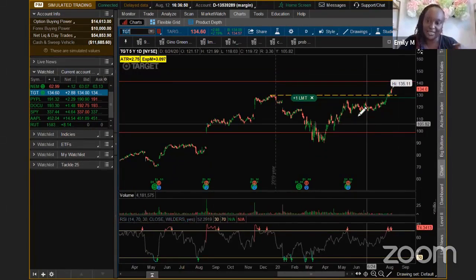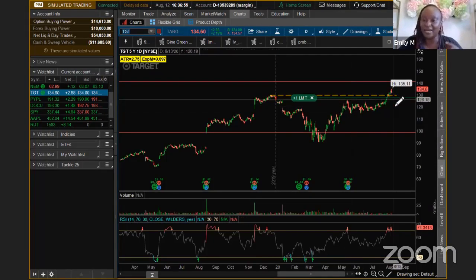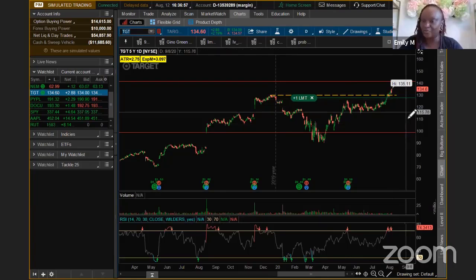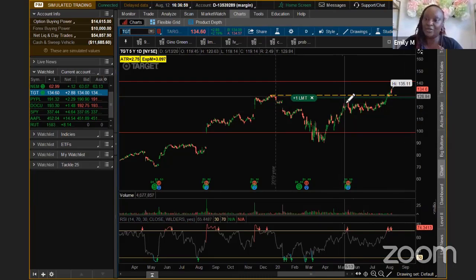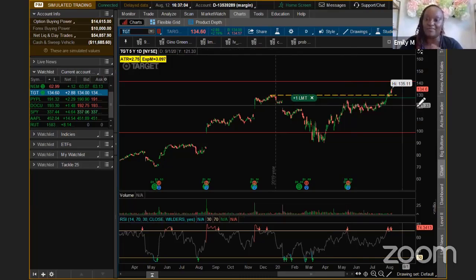So as you can see, Target was a very well-behaved stock for an iron condor because you just want it to be neutral. And I had an alert to let me know when it got above that 130 price, because I knew that once it violated that, it was probably going to have a run up.